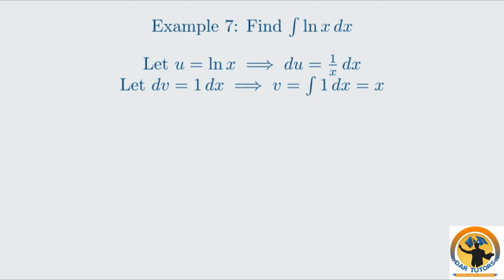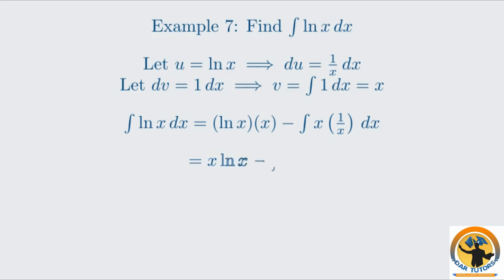Now we find du and v. The derivative of u is du equals 1 over x dx. The integral of dv is v equals x. Now we apply the formula, the integral of u dv equals uv minus the integral of v du. This gives us ln x times x minus the integral of x times 1 over x dx. Let's simplify the new integral. The x and 1 over x cancel out, leaving us with the integral of 1 dx. The integral of 1 is x. So we have x ln x minus x plus c.